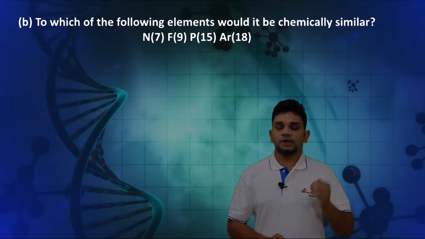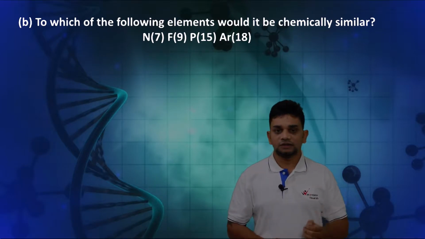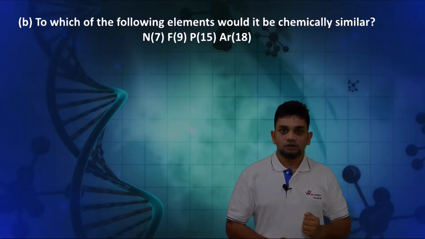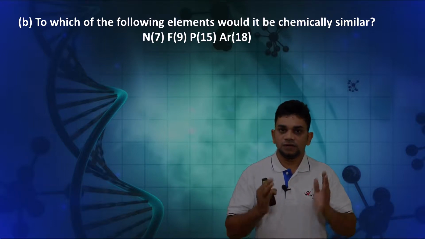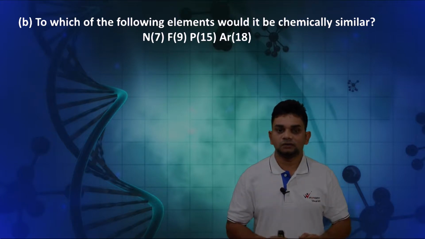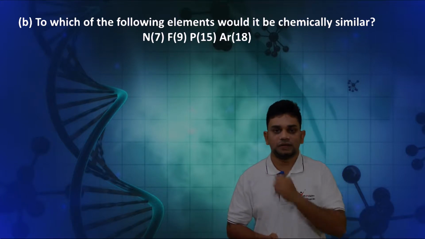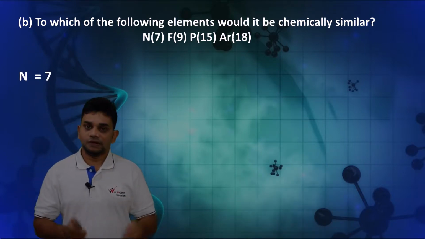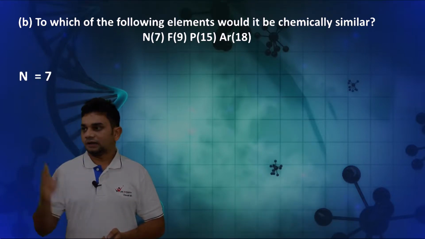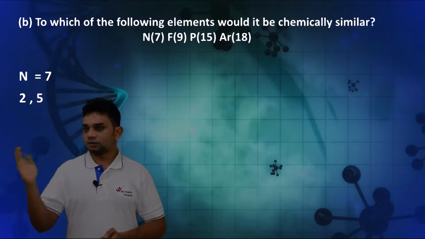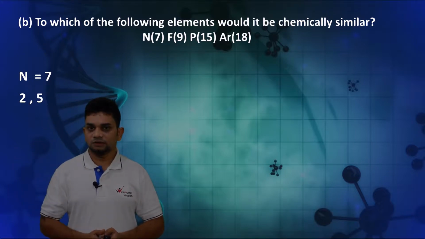To which of the following elements would it be chemically similar? Nitrogen, fluorine, phosphorus, argon. We need to find the group number. We know that if elements are in the same group, they are going to have similar properties. So we are going to find the group numbers of all the elements. First we are finding the group number of nitrogen. The atomic number of nitrogen is 7.